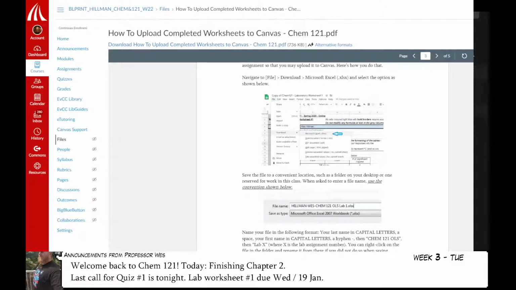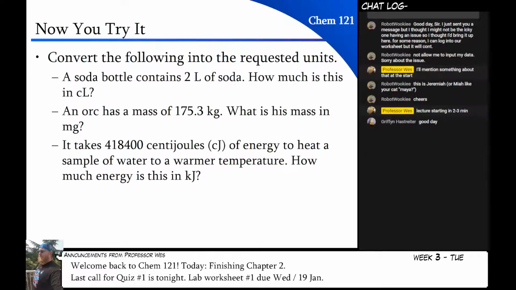So I apologize if that wasn't as clear as it could have been earlier on. But that's the gist of how we do lab worksheets in this class. And again, that is due on Wednesday. Due Wednesday, and you have 24 hours after that, so you could turn it in as late as Thursday.